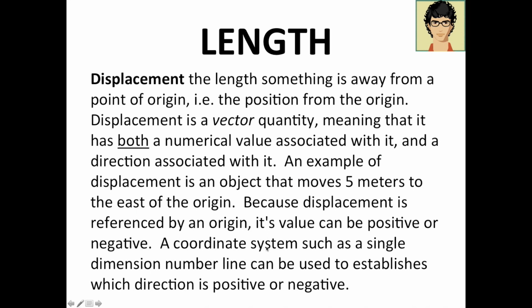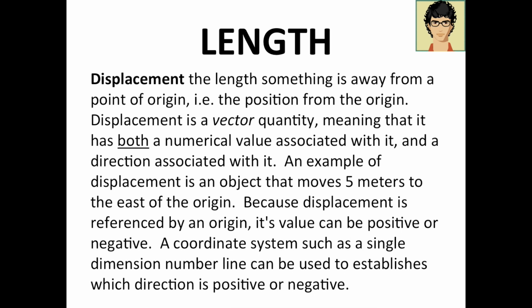Displacement, however, is the length something is away from a point of origin. The displacement is a vector quantity, which means it has both magnitude, which is the numerical value, and direction. So an example of a displacement is an object that moves 5 meters to the east. East is a direction, and so it now becomes a vector. It's relative to some kind of origin, of course.